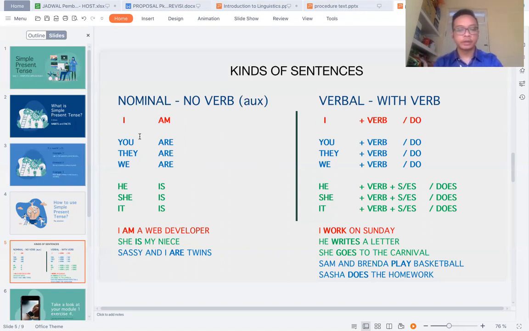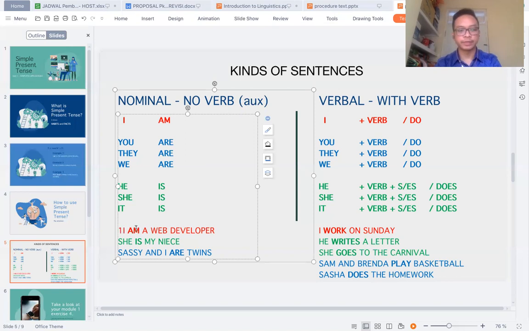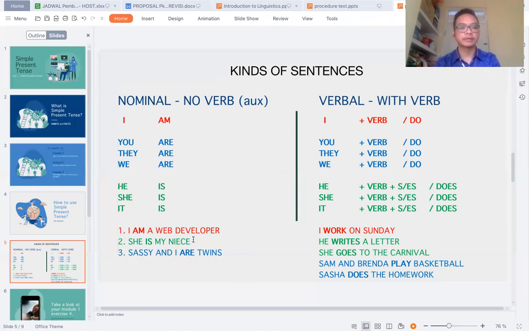Nah, in this case, I will give you 3 examples. The first one would be, I am a web developer. I, gandengannya adalah am ya, lalu silakan langsung ditambah objek. I am a web developer. The second example would be, she is my niece. Dia adalah ponakan saya. Over here, take a look. Karena di sini menggunakan she, maka gandengannya adalah is.